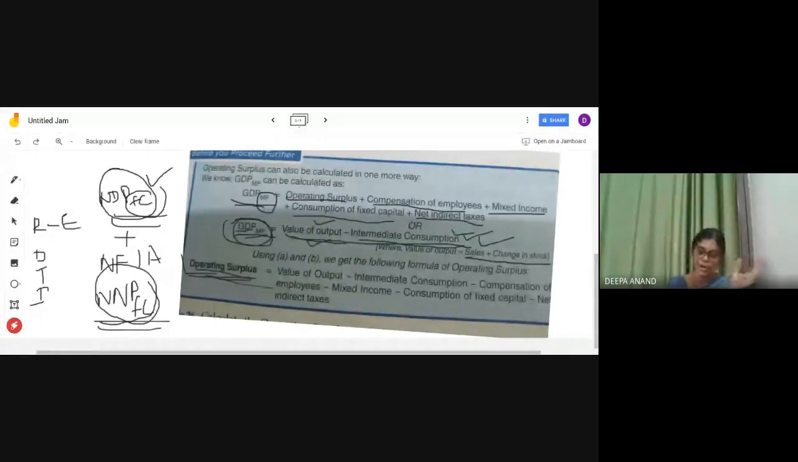Operating surplus is equal to rent plus royalty plus interest plus profit. That also you write below this. Rent plus royalty plus interest plus profit. That is the other equation for operating surplus. Okay, I hope you understood now.